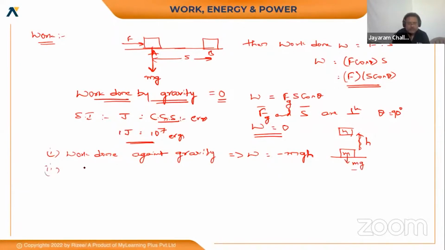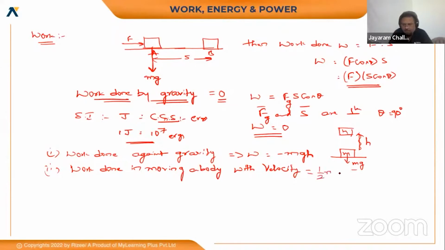Next, what is the work done in moving a body with velocity? That means you are making a body move with a certain velocity. Then work done will be in the form of kinetic energy, which is half mv squared. Next important point: the area of the force and displacement graph gives what? Work done.